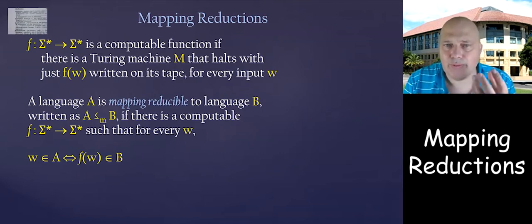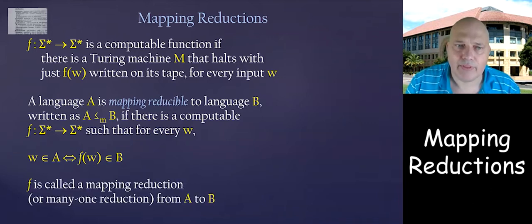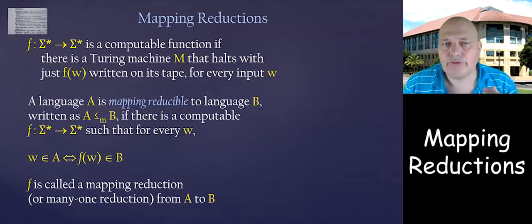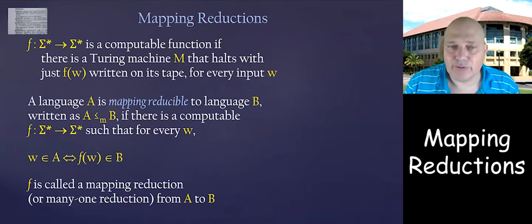We reduced the problem in A to the problem in B, and that's why we say that A is reducible to B. f is called a mapping reduction or many-to-one reduction from A to B. It can be many-to-one because nobody says that two different w's cannot map to the same output. In fact, in some proofs that you'll write, you will have many inputs go to the same output.